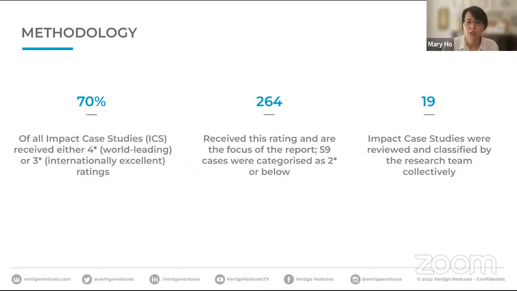Now, of these 264 cases that we looked into, 19 of these impact case studies could not be automatically classified, as the total submission of their universities lay on both 4-star and 3-star and also 2-star or below. So what we did for these 19 impact cases was we carefully reviewed them and then classified them as 4-star and 3-star or 2-star or below, based on, of course, our research team's expertise and experience in the field.